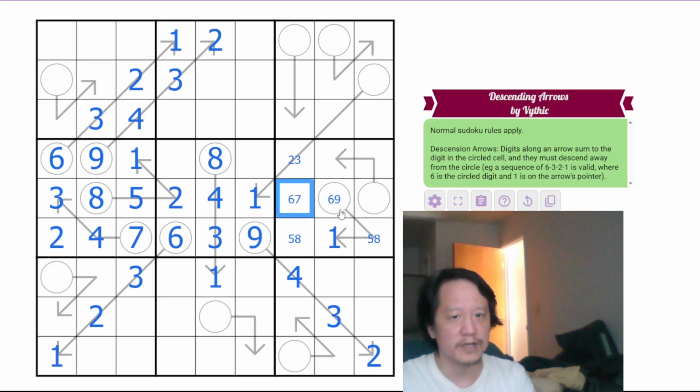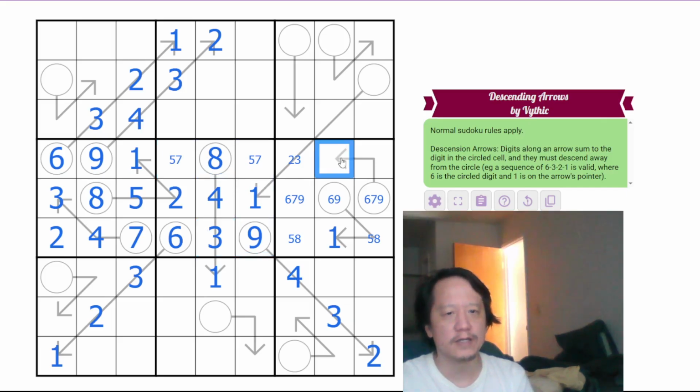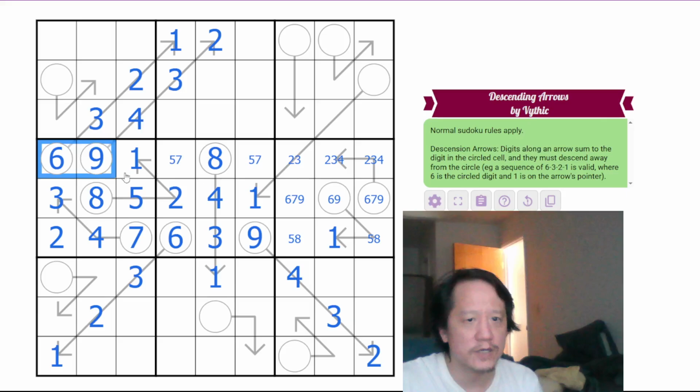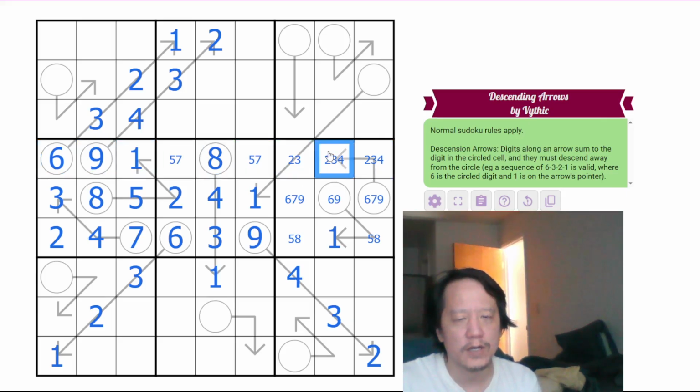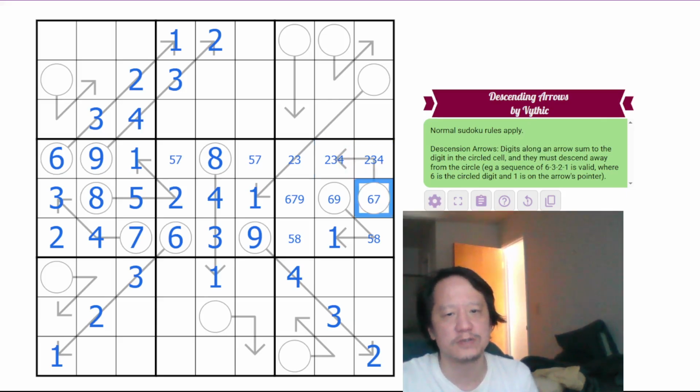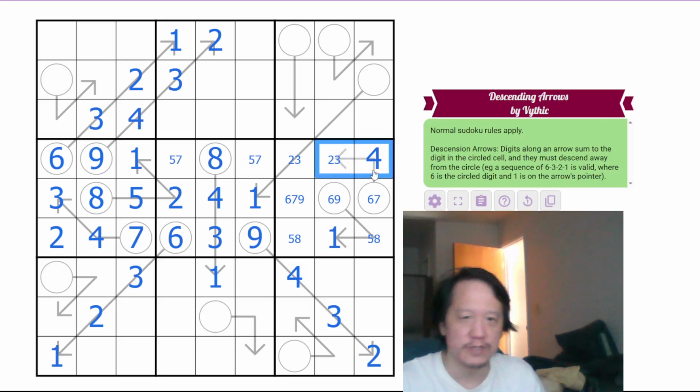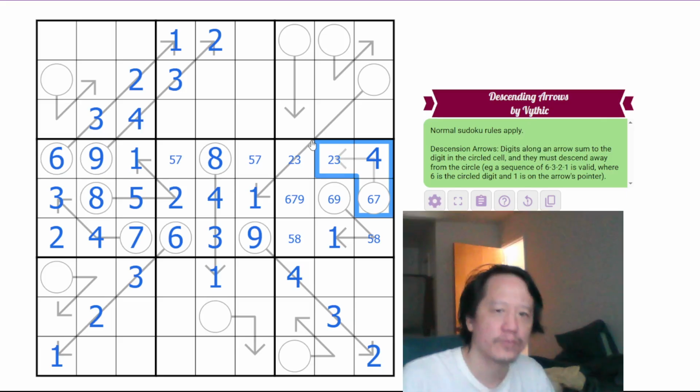We have 6, 7, and 9 remaining in row 5. In the central box, we have 5 and 7 as a pair remaining in that box. That leaves us with 2, 3, and 4 remaining in row 4. And we guaranteed a 4 here, so this is either 2, 4 or 3, 4, which adds up to 6 or 7. Either way, 4 has to be here, because it must be increasing to here.